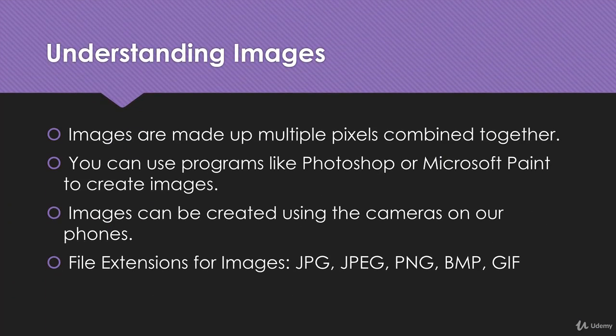Whenever we think of images, we tend to think of a group of pixels on the screen all combined together to make up something we can visually recognize. You can use programs like Photoshop or Microsoft Paint to create images. The cameras on phones can take pictures that we upload onto the web as an image. Some of the most common formats for images are JPEG, PNG, and GIFs.